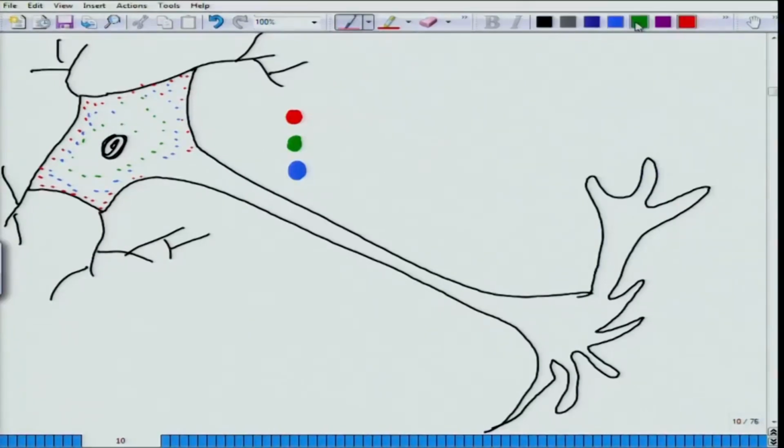Okay, let me go back. Red ones are the sodium channels which are voltage gated, then green ones are potassium channels, and you have the blue ones which may be chloride or calcium. So, let us keep it chloride, so don't mix it up. Chloride channels. Likewise, there may be some others like calcium or something else. But at this point we are only dealing with these two.